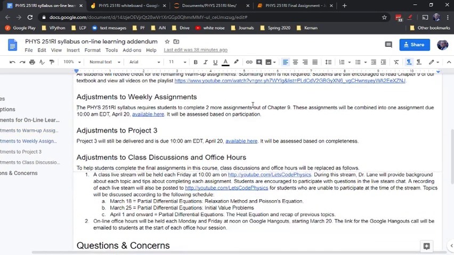Next is the weekly assignment. Typically we have an assignment due about every week. We were scheduled to have 2 more due, so we really don't have that much left in terms of material. And so what I've done is just combine those into one assignment. It's titled PHYS 251RI, Final Assignment. It's available in the course folder, just like all the other assignments have been. And I believe I've emailed that link out to you as well. But that's going to be due at 10 a.m. April 20th. I've even got the link to it here in the update document.